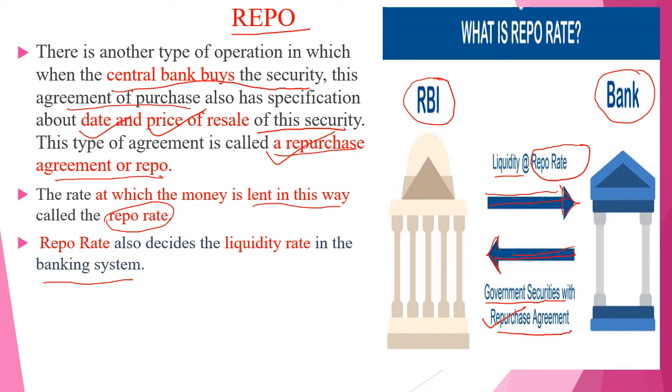For taking money from the Reserve Bank of India, commercial banks have to provide some collateral, like government securities. That is why it is shown like that: government securities with the repurchase agreement are moving to the Reserve Bank of India. That is why this agreement is called a repurchase agreement.